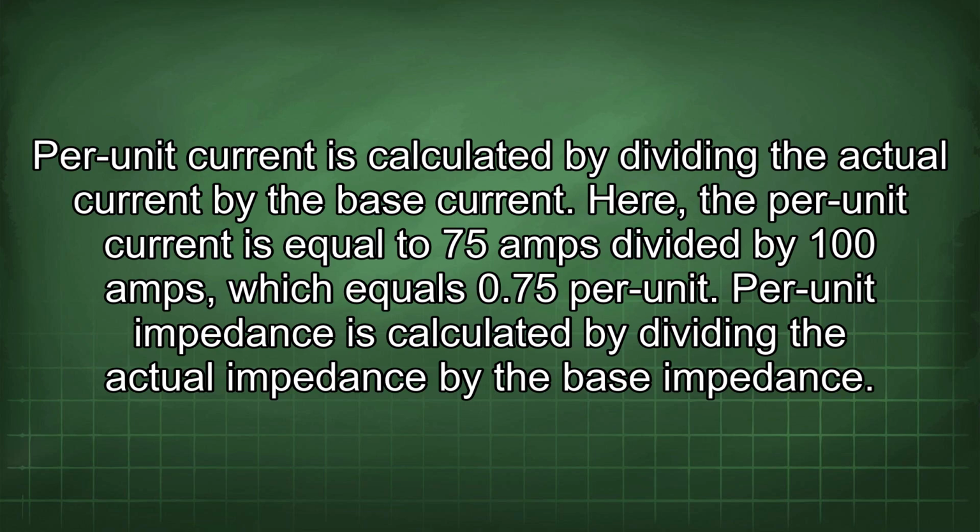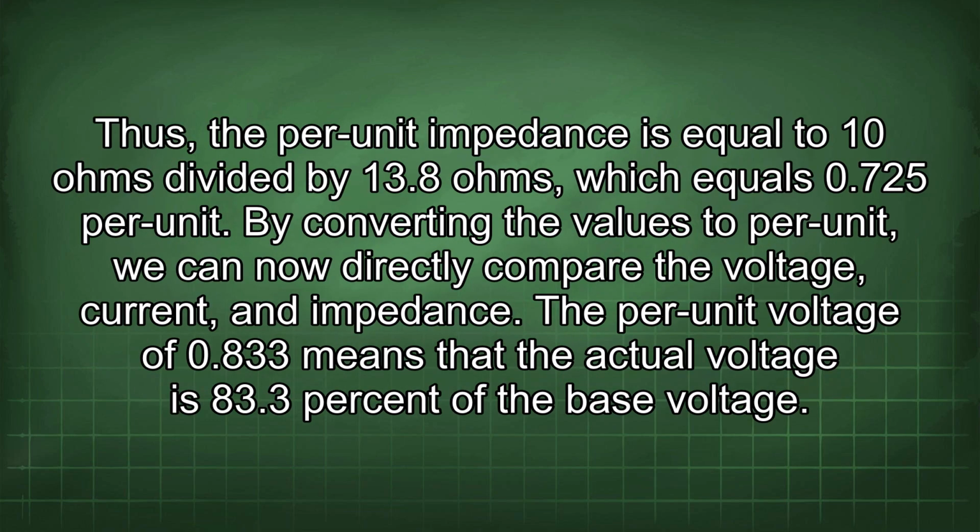Per unit impedance is calculated by dividing the actual impedance by the base impedance. Thus, the per unit impedance is equal to 10 ohms divided by 13.8 ohms, which equals 0.725 per unit. By converting the values to per unit, we can now directly compare the voltage, current, and impedance.